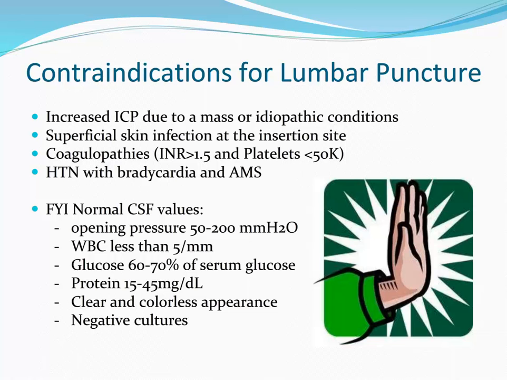Contraindications for the LP include increased ICP due to a mass or idiopathic conditions. A lumbar puncture in the presence of increased ICP may cause uncal herniation. The exception to this would be doing it for therapeutic purposes, thereby reducing circulating CSF to reduce pressure. Other contraindications are superficial skin infection at the insertion site, coagulopathies of course, hypertension associated with bradycardia and altered mental status, which we know is indicative of Cushing reflex, and may indicate brain herniation.